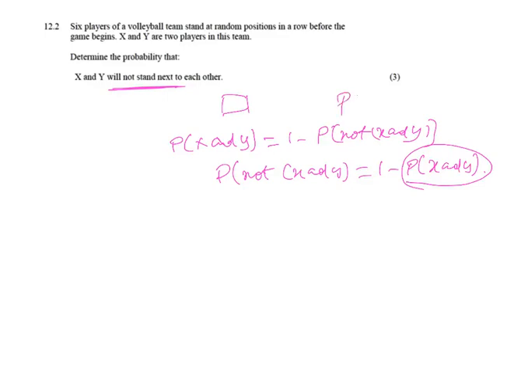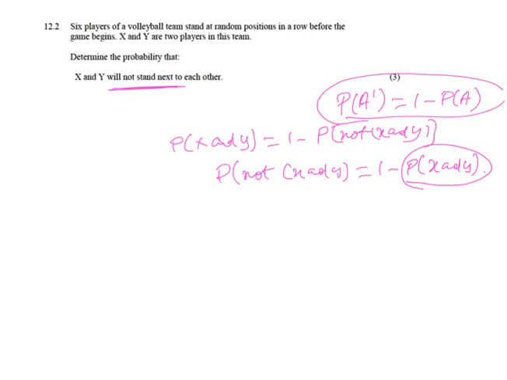So this is the rule here: the probability of A complement is equal to 1 minus the probability of A. I'm again applying an important concept in probability. So let's start finding the probability of X and Y together. X and Y are together, and there are 4 other players, so that gives me 6 players in total.